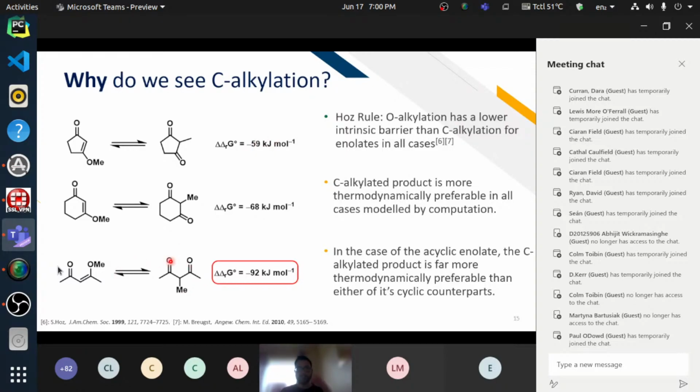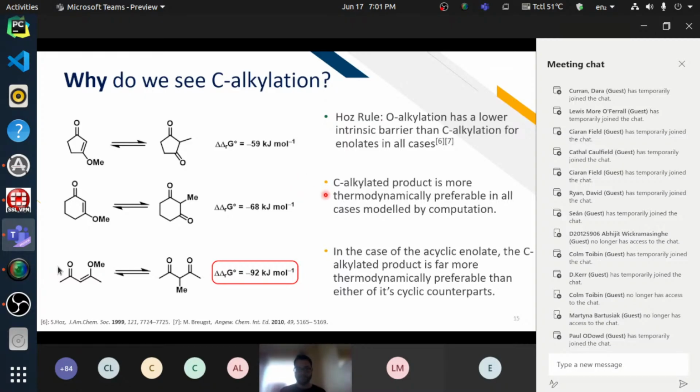But for acyclic enolates, the C-alkylated products are much more thermodynamically preferable. So this one is much more preferable than its O-alkylated alternative. You can see that this value I've highlighted here in red is much more negative than the counterparts in the cyclic enolates. So these concepts, and how you can use them to predict the outcomes of the reactions, will be a bit more clear in the second half of the talk.